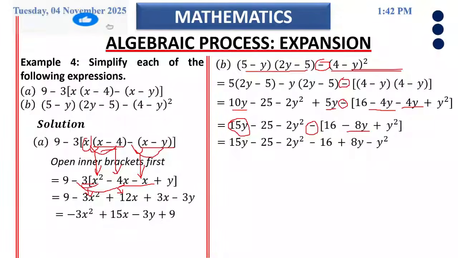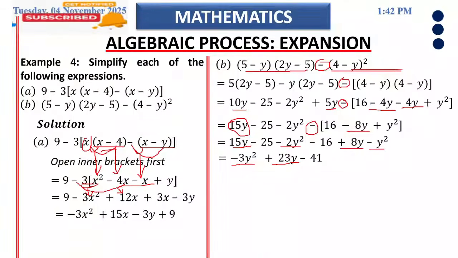From what you have here, you can conveniently collect like terms. If you're collecting like terms and simplifying further, you agree with me that minus 2y squared minus y squared will give you minus 3y squared. If you do 15y plus 8y, you agree with me that it gives you 23y. And last but not the least, minus 21 minus 16 will give you minus 37. That's just it. It's as simple as that.